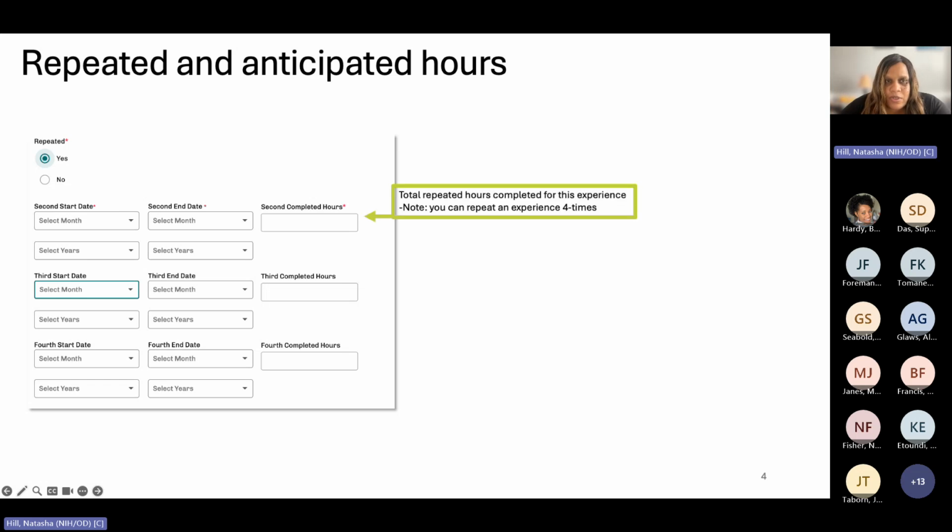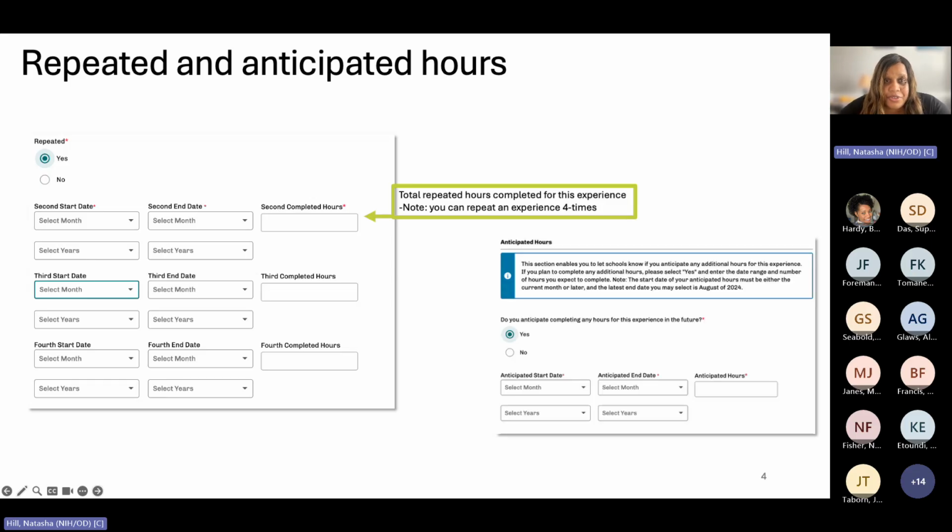Along with the number of hours associated with each one of those repeats. Now, some of you are going to want to anticipate hours for future volunteering with certain experiences that you have on your list. And you can also do that. So you can select that you do want to anticipate doing future involvement with the activity.